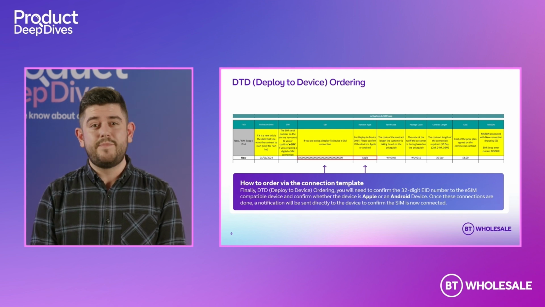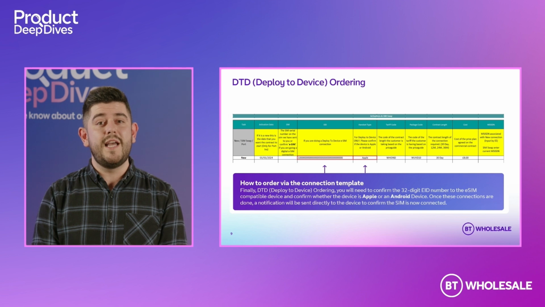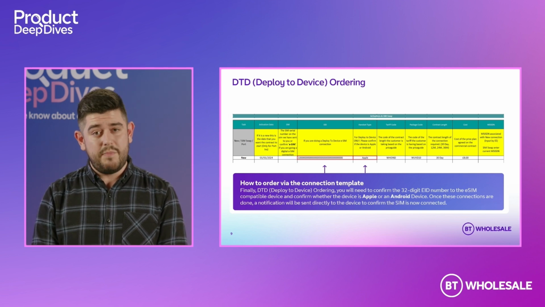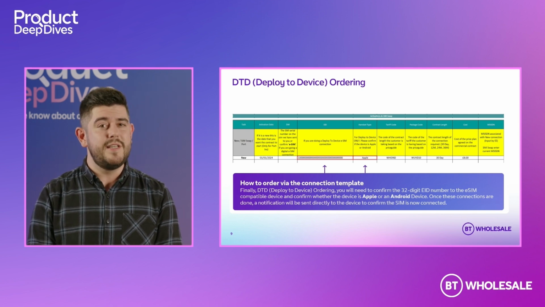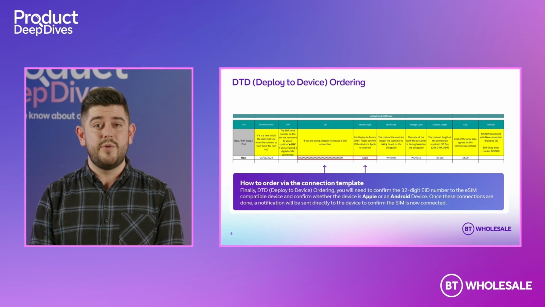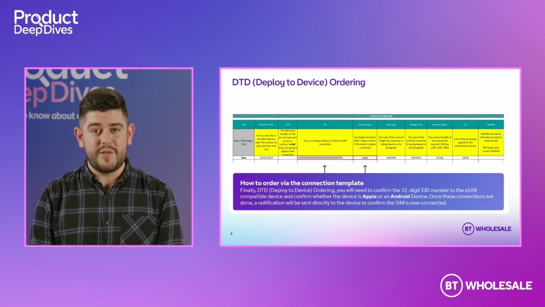Secondly, we've got Deploy to Device. Again, just as simple. All you need to do is enter the 32-digit EID number, confirm whether it's an Apple or an Android device, and submit that to the team. Once they do that, they'll connect it, you'll get an email confirmation, and the best part is your end customer will get a push notification on how to connect. Once they've connected, they're ready to go straight away.